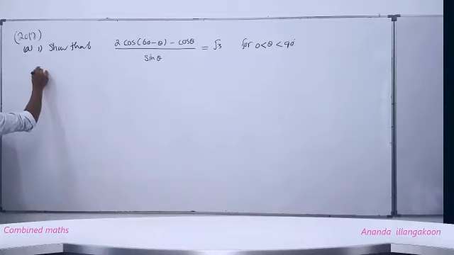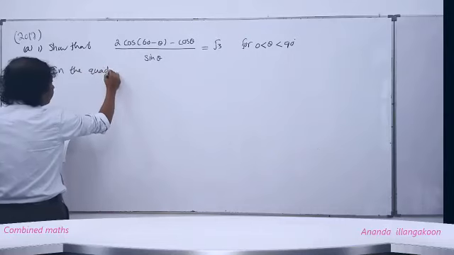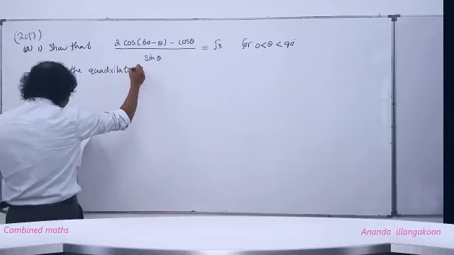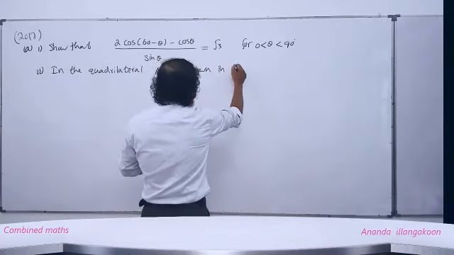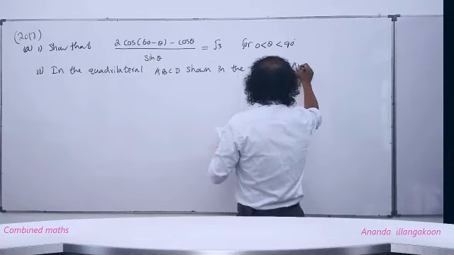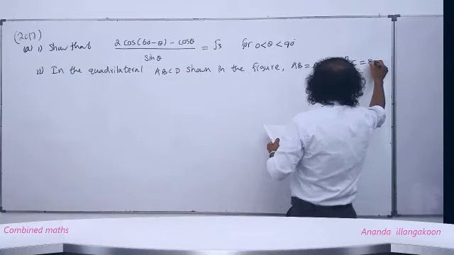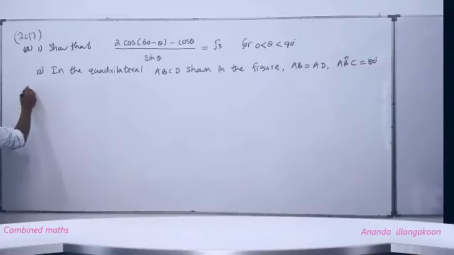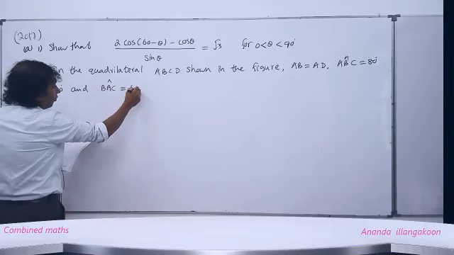And number 2, in the quadrilateral ABCD shown in the figure, AB equals AD, angle ABC is equal to 80 degrees, angle CAD is 20 degrees, and angle BAC is 60 degrees.